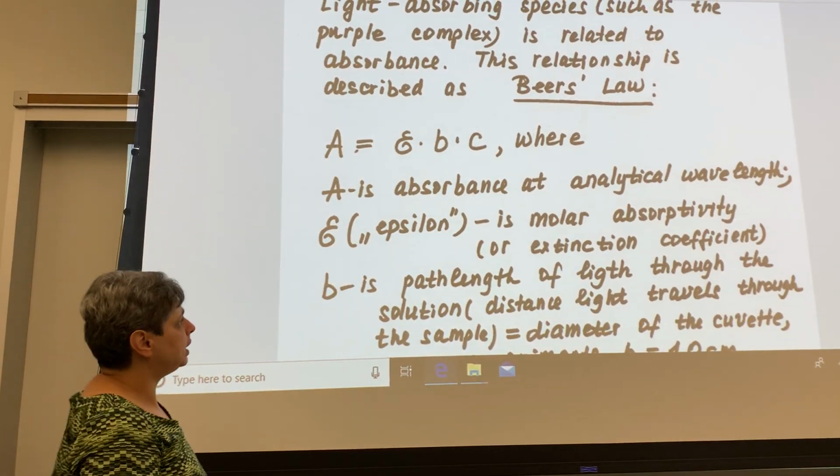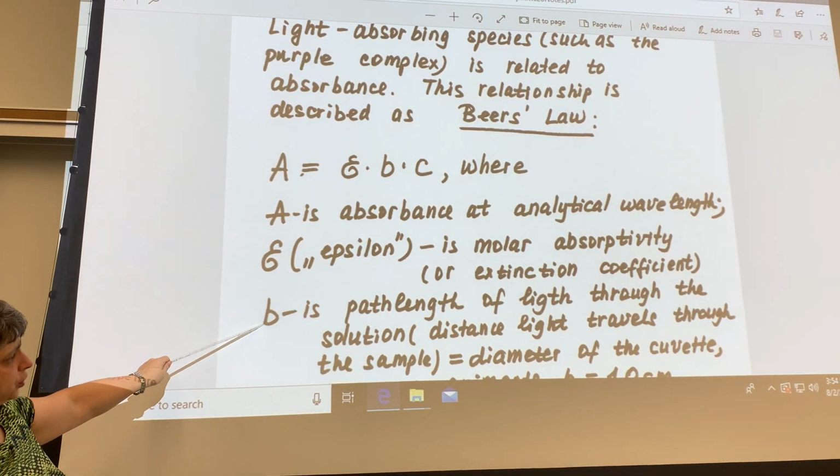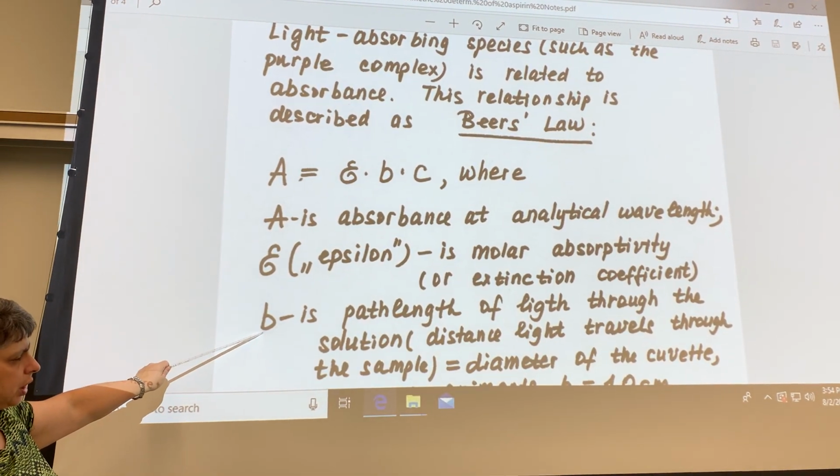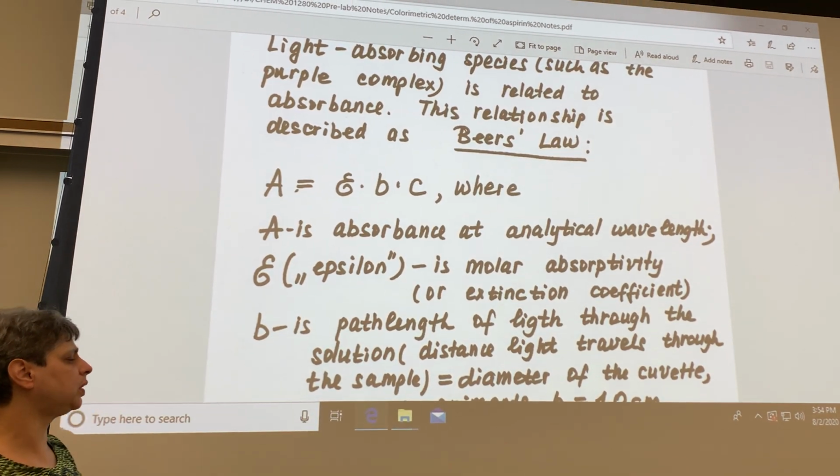And we'll discuss its meaning in a minute. Again, B is the path length of light through the sample or through the solution. In other words, it's the distance light has to travel through the sample.